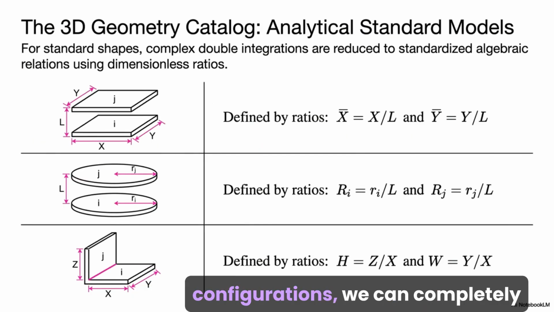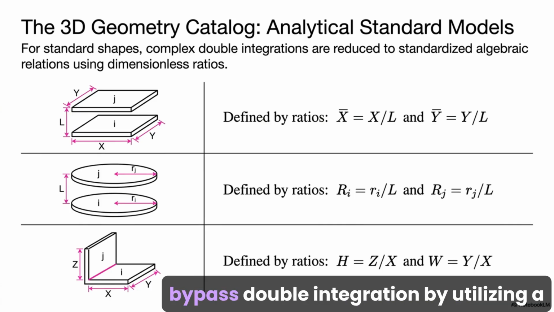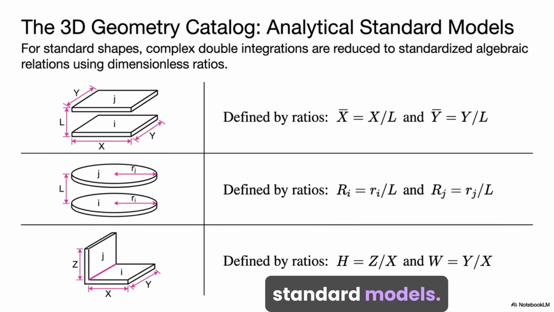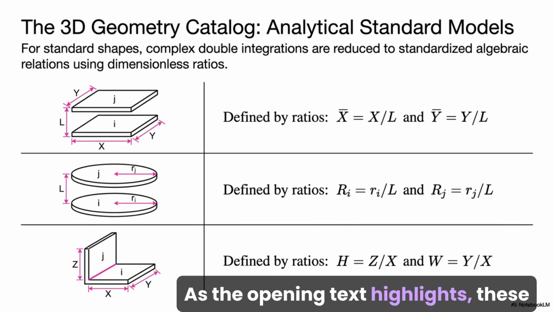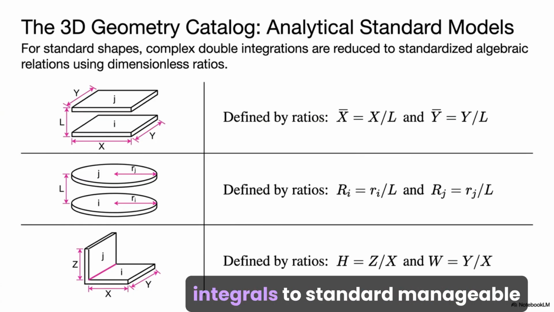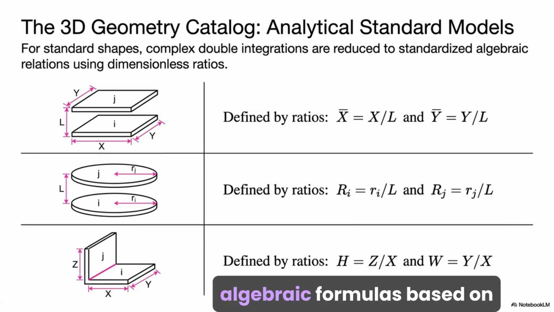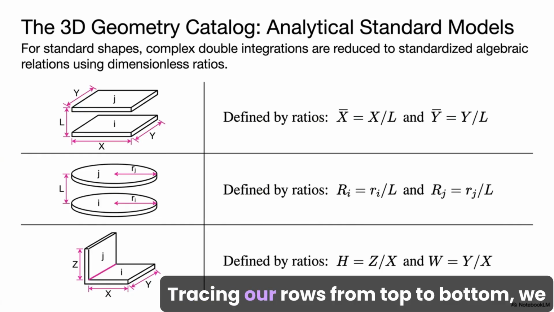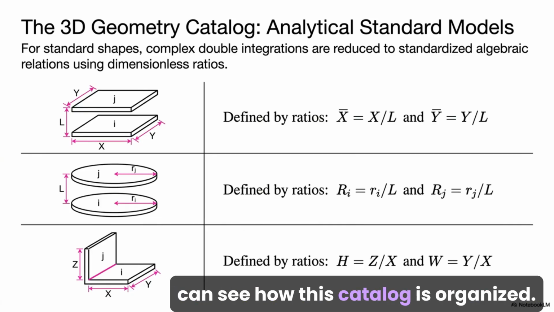For common engineering configurations, we can completely bypass double integration by utilizing a pre-compiled catalog of analytical standard models. As the opening text highlights, these models reduce complex spatial integrals to standard, manageable algebraic formulas based on dimensionless geometric ratios. Tracing our rows from top to bottom, we can see how this catalog is organized.